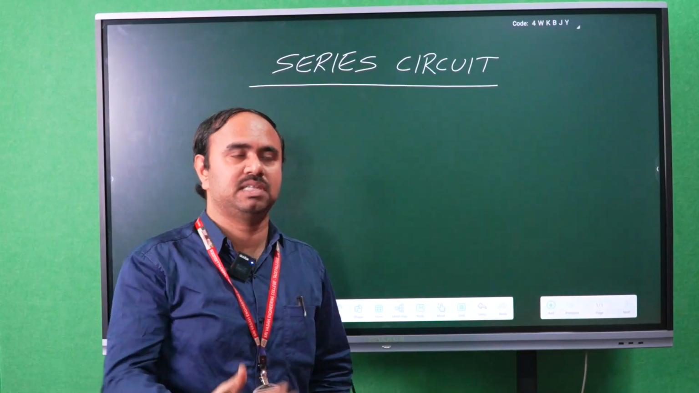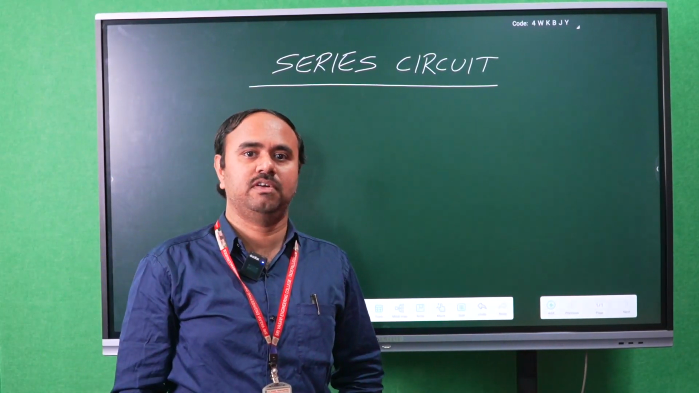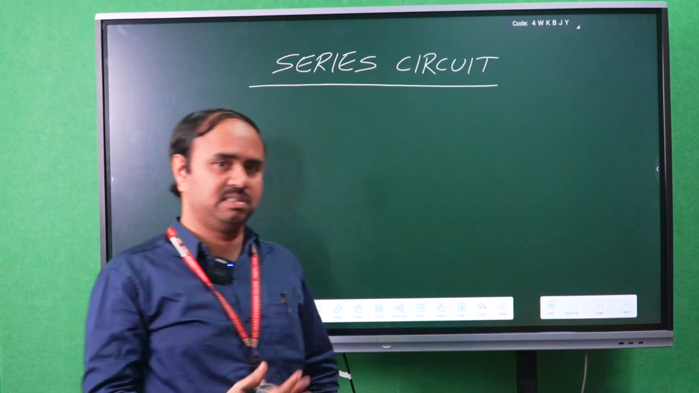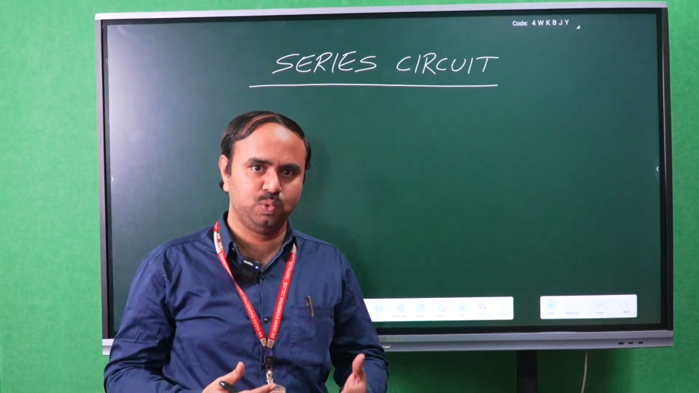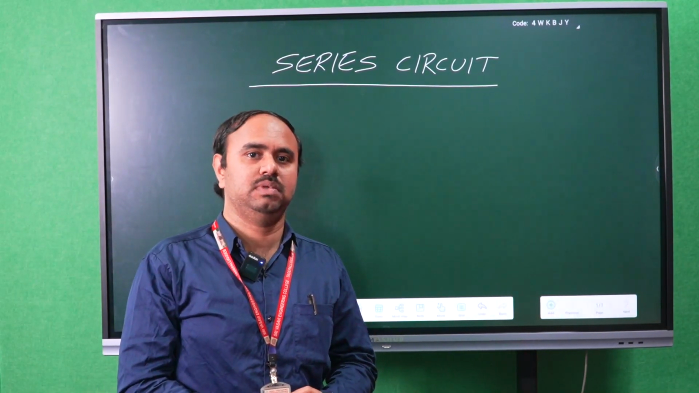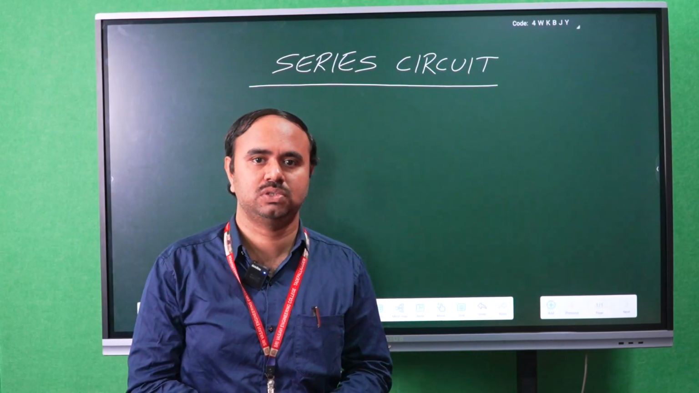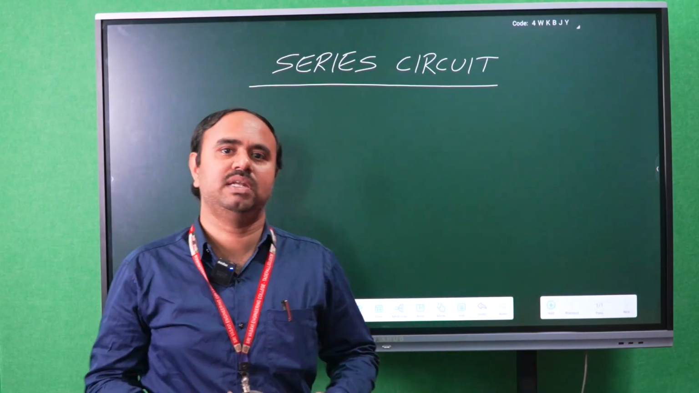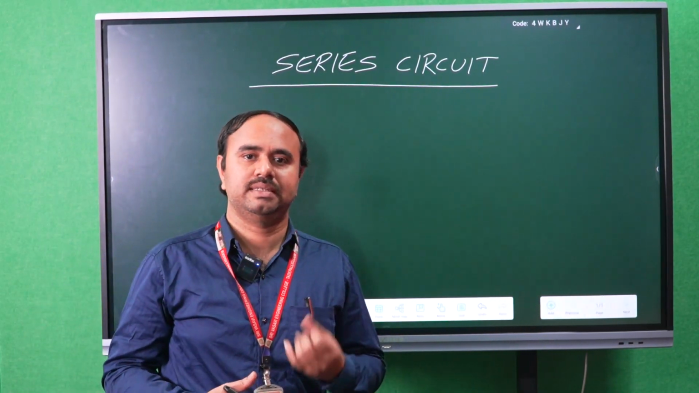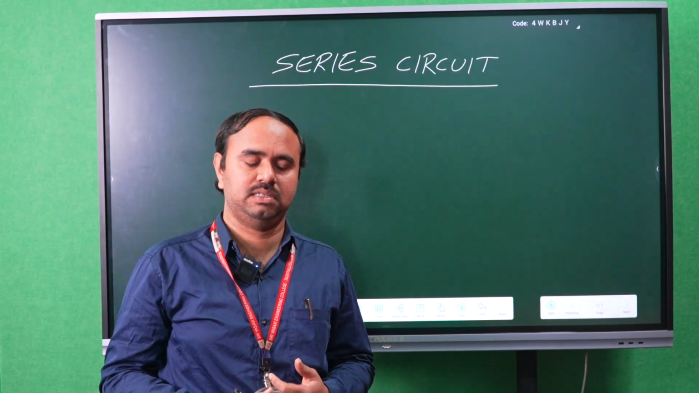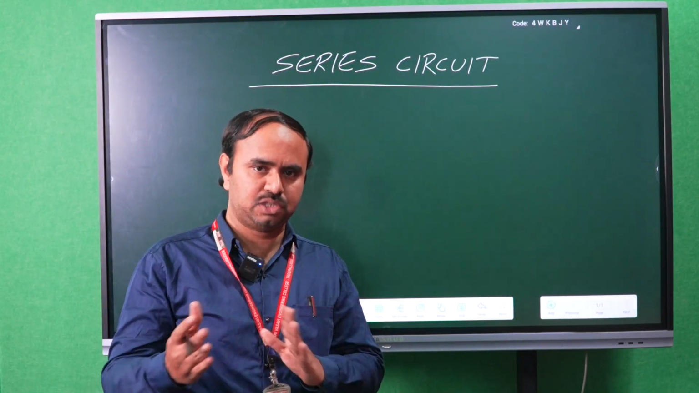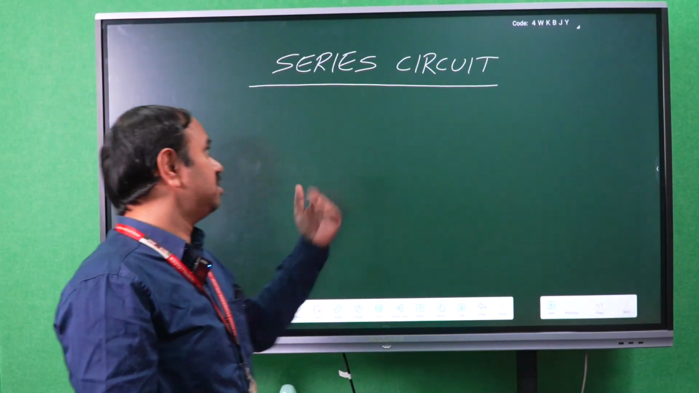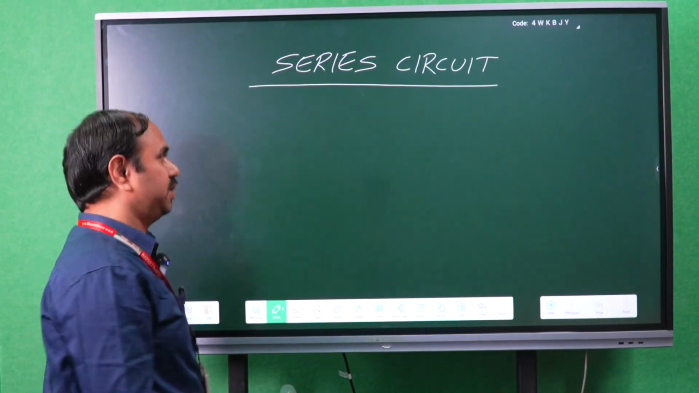So first of all, what is meant by circuit? Interconnection of various elements is called a circuit. Those various elements are classified into mainly active and passive. Active elements or active sources include voltage source, current source, battery, and so on, whereas passive elements include resistance, inductance and capacitance. So interconnection of active and passive elements forms a circuit. Now we are going to discuss the series circuit.